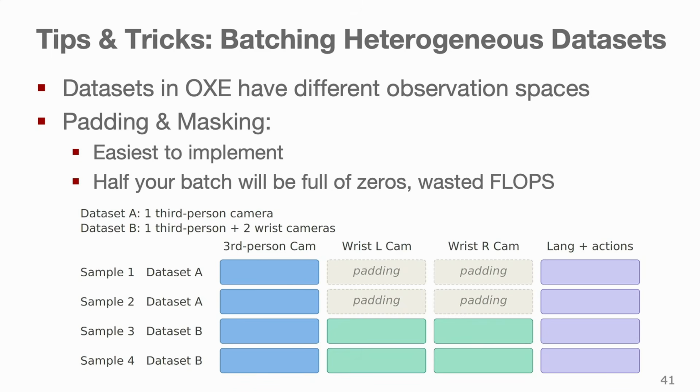However, you also need to understand the trade-offs you're making here if you have very heterogeneous observations. Because now this can result in half your batch being full of zeros, right? So you will be wasting a lot of flops, because if you're padding all the time, it's a lot of zeros that you're pushing through your GPU.